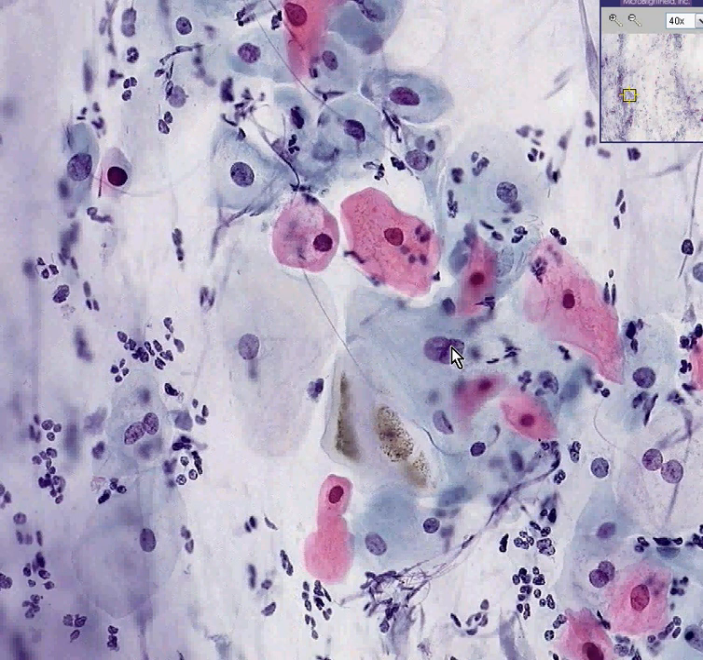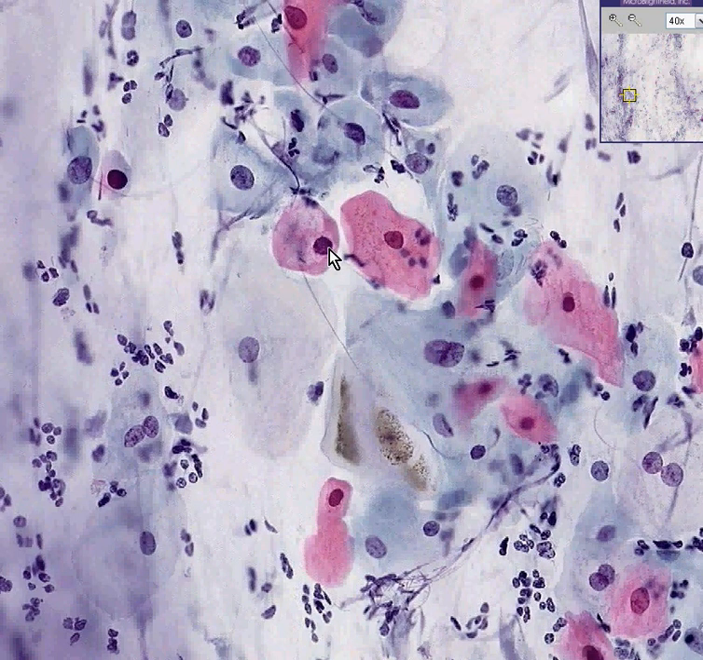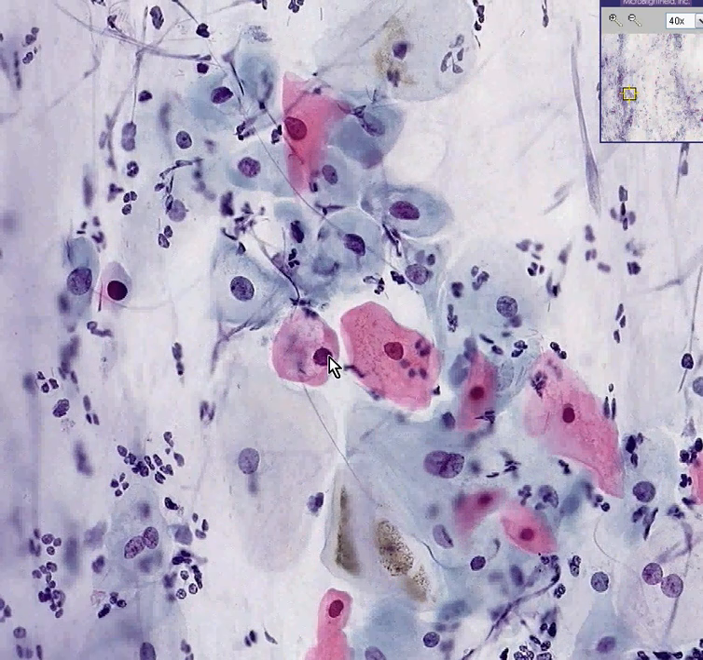If I told you that those 3 or 4 cells we just saw were the worst you'll see, and they are not terribly as bad as what we saw with the high-grade SIL, you would instantly diagnose low-grade SIL.